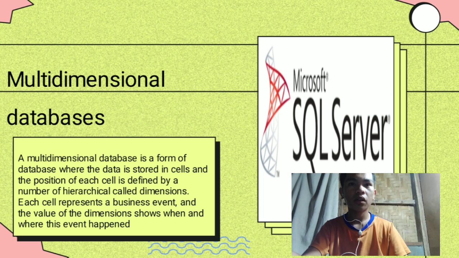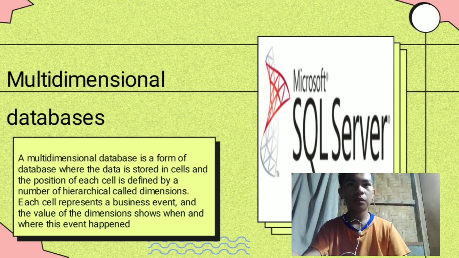The multi-dimensional database. A multi-dimensional database is a form of database where the data is stored in cells and the position of each cell is defined by a number of hierarchical dimensions. Each cell represents a business event and the values of the dimensions show when and where this event happened. Examples of a multi-dimensional database are Microsoft Analysis Services, Hyperion Essbase, and Cognos PowerCube.